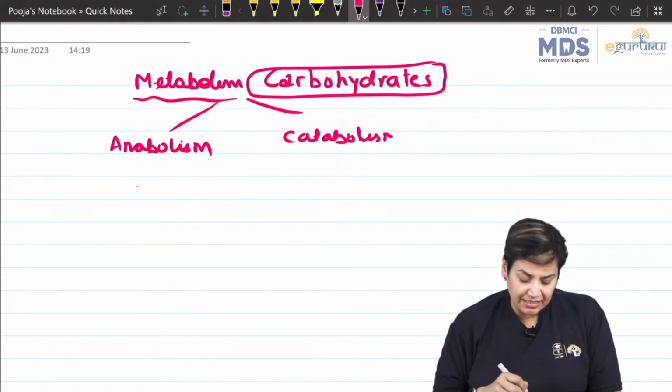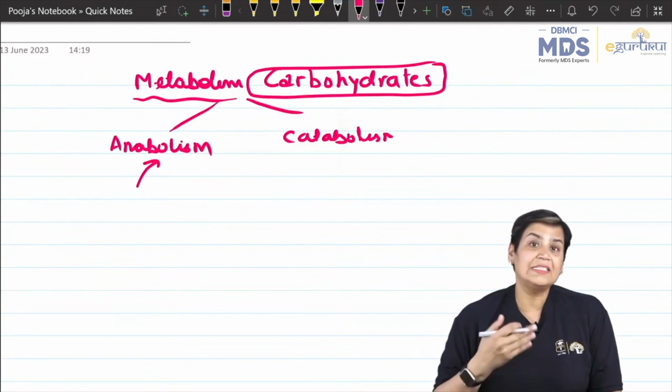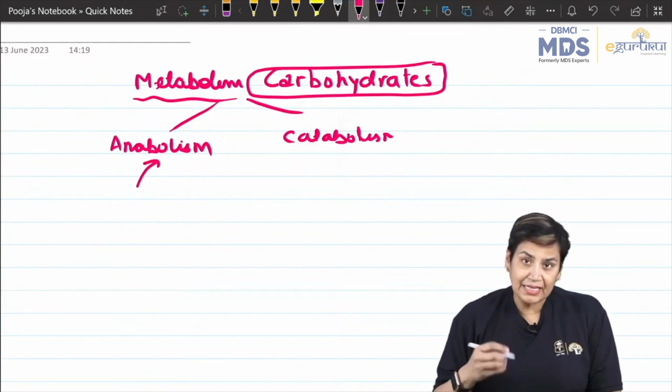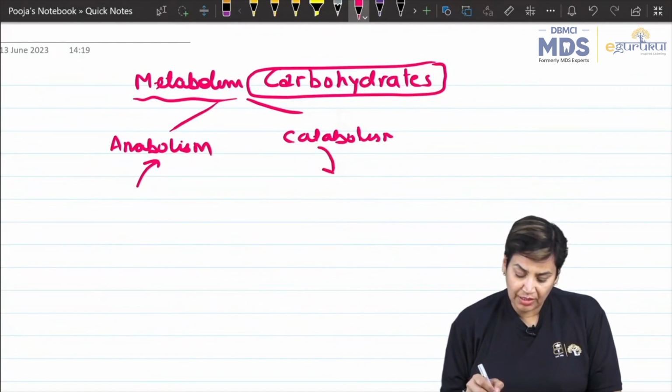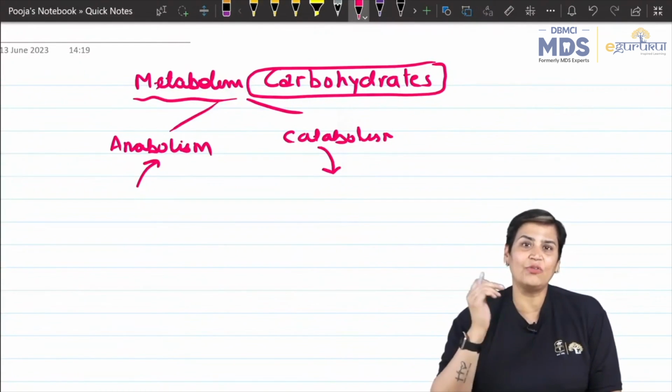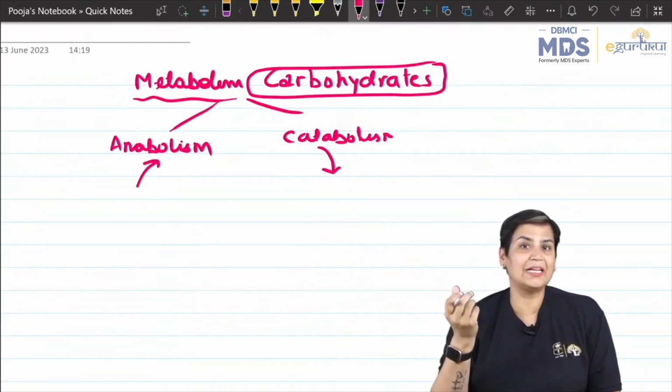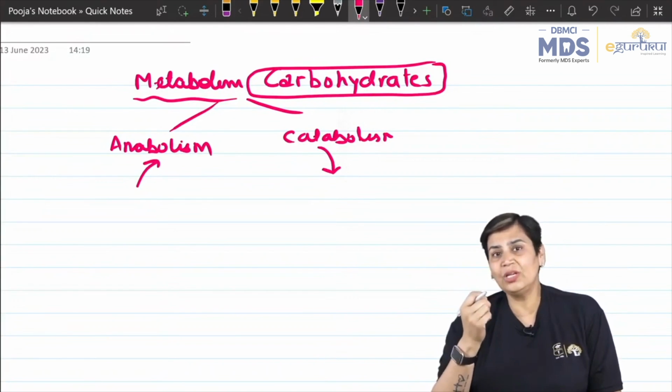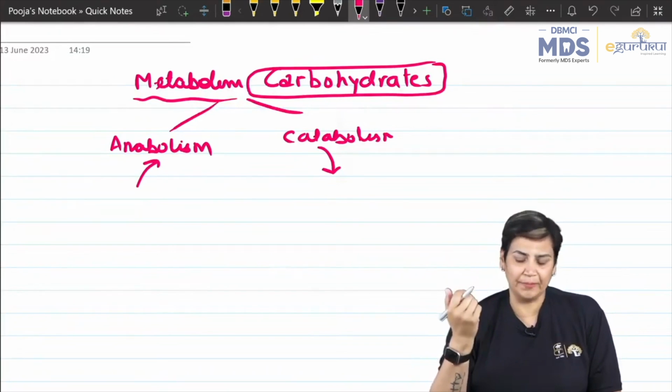So whatever energy is required for the synthesis of something, that energy is given out during the breakdown of something. So the flux of energy remains the same, and that is what the first law of thermodynamics also says, that energy can only be converted from one form to another, right?